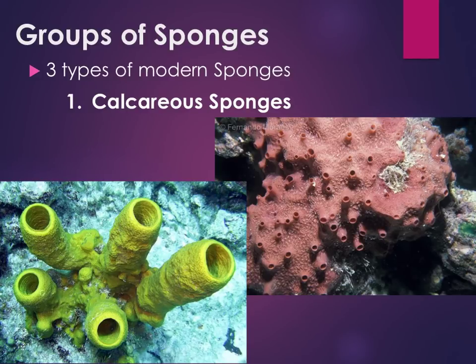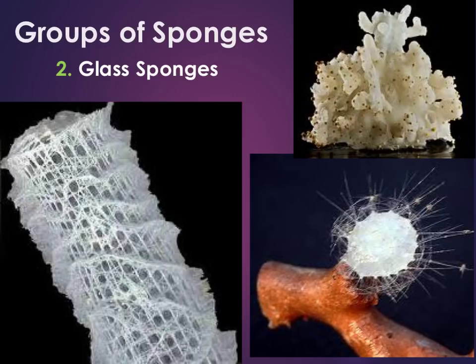There are 3 groups of sponges that you're going to need to know. The first is calcareous, and they're calcareous because they're going to have more of a calcium-based structure that's going to help them stay upright. So you can see they're harder. They don't look soft at all like the sponges that we typically think of, and this is characteristic of calcareous sponges. There are also glass sponges.